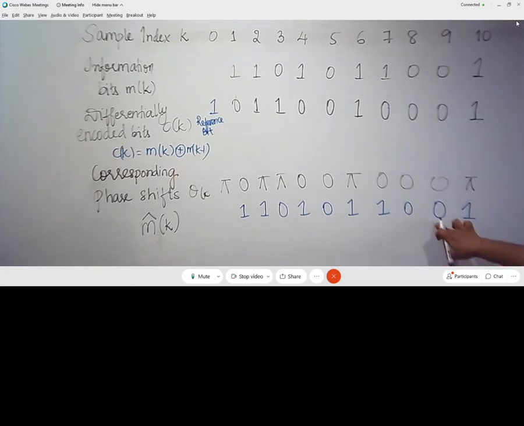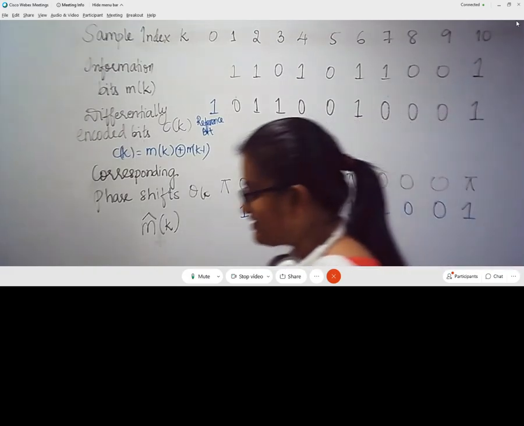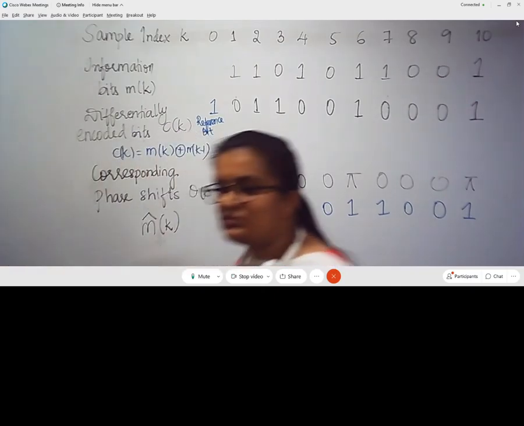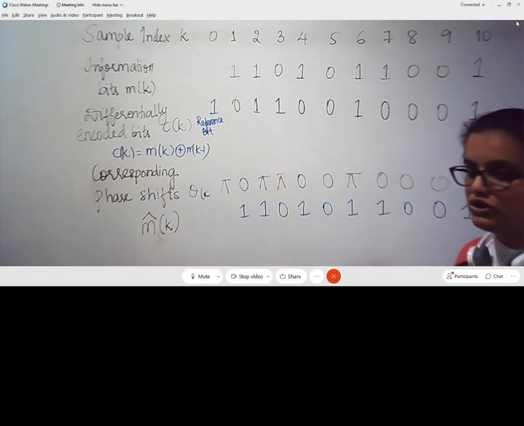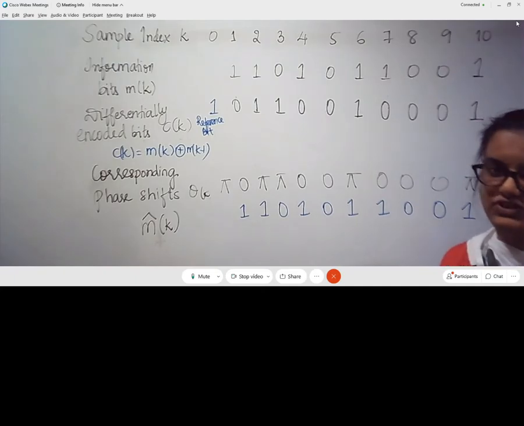So you can see again, in both the cases, the message that is transmitted and the message that is reconstructed are the same. Whether you use the XOR operation or the XNOR operation, both logics will work for this differential PSK system. I hope this is clear enough. If you have any doubts, you can ask.